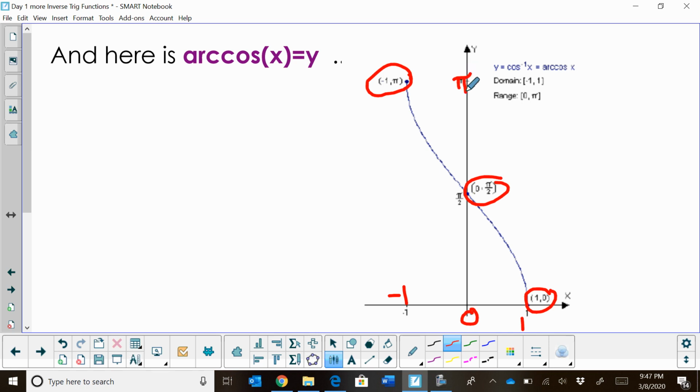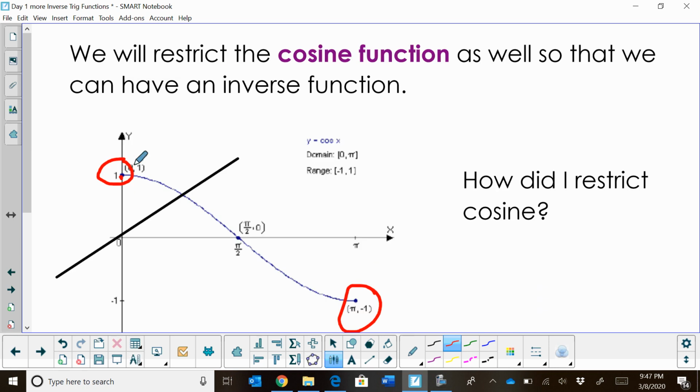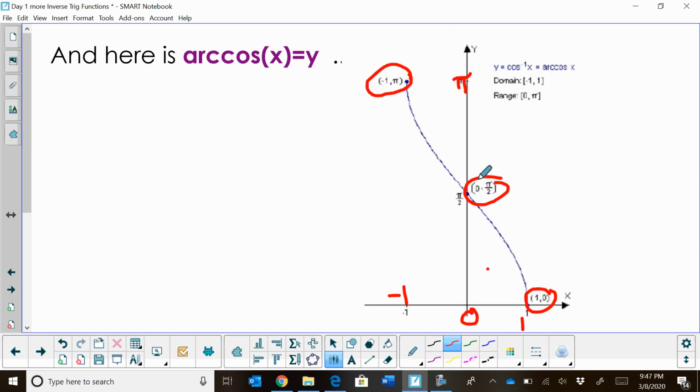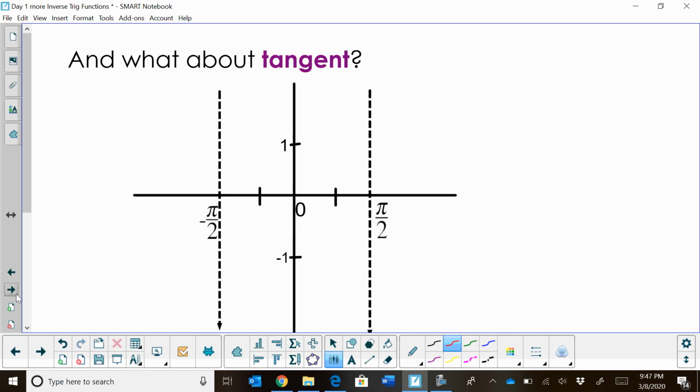So you can see how the x and the y coordinates switch values, because let's go back and look one more time. Cosine normally oscillates between negative 1 and positive 1 on the y-axis, and 0 to pi on the x-axis. So those values are going to switch. 0 to pi becomes the y-axis, and negative 1 to 1 becomes the x-axis.